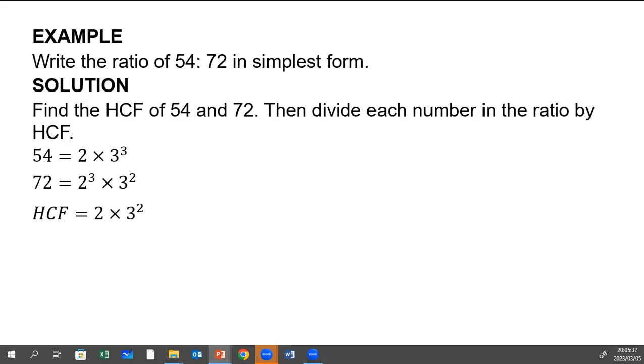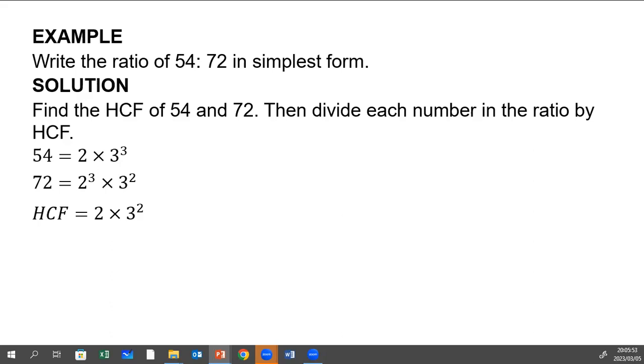When it comes to 3, it will be the 3 that is a factor of 72, because that is the base of 3 that has the lowest exponent, which is 2. So your highest common factor will be 2 times 3 squared, which is 18.